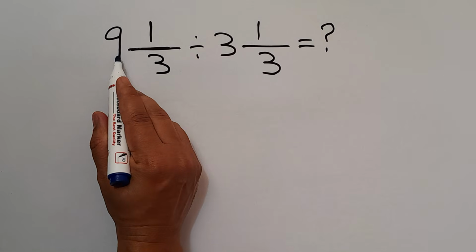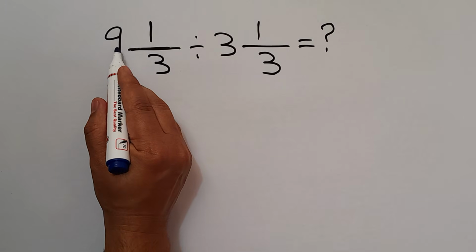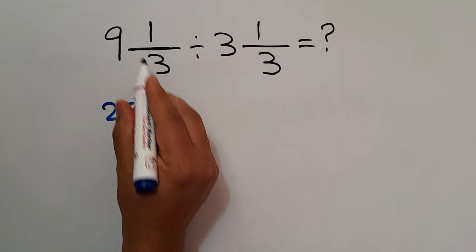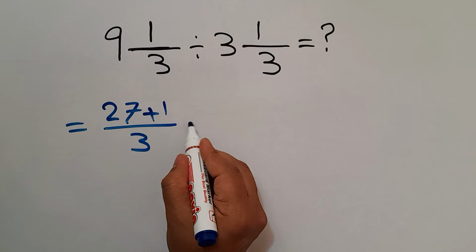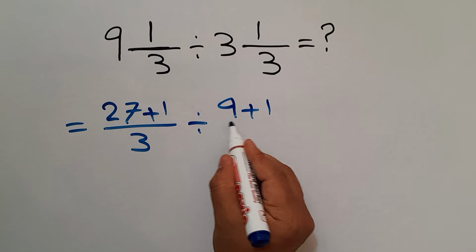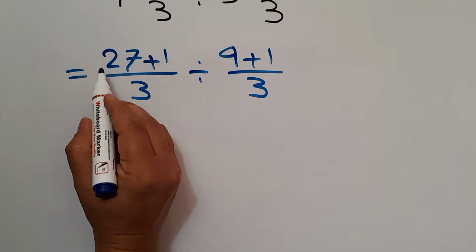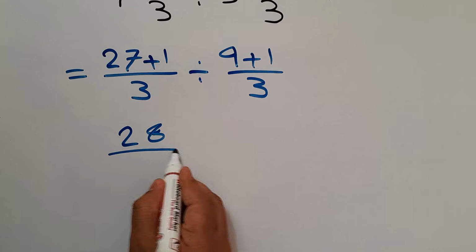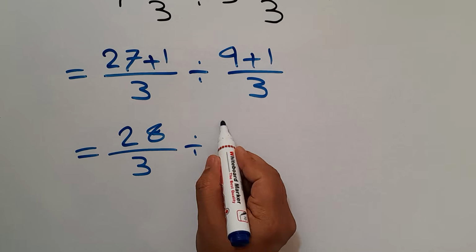First of all, let's convert these two mixed numbers to improper fractions. So 9 times 3 equals 27, and 27 plus 1 over 3, divided by 3 times 3 gives us 9, and 9 plus 1 over 3. Okay, 27 plus 1 equals 28 over 3, divided by 9 plus 1 equals 10.